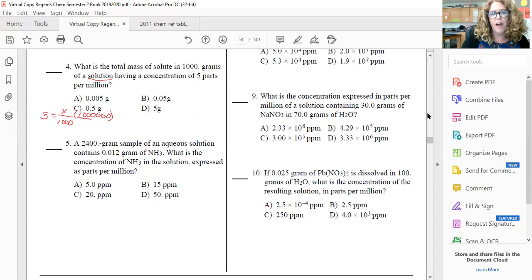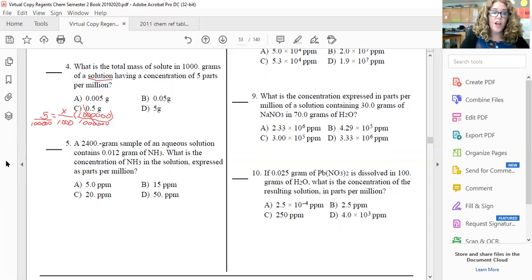So I'm going to divide by 1,000,000. 1, 2, 3, 4, 5, 6, right? That gets rid of that 1,000,000. Now I'm going to do that over here. And then I have the 1, 2, 3, 4, 5, 6. Because basically this is now saying what it is, right? 5 parts per million is 5 out of every million particles, just like if I said 5%, that would be 5 out of 100.